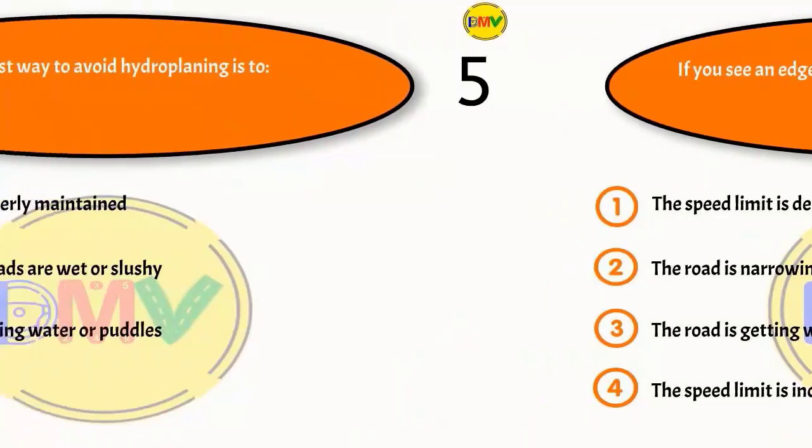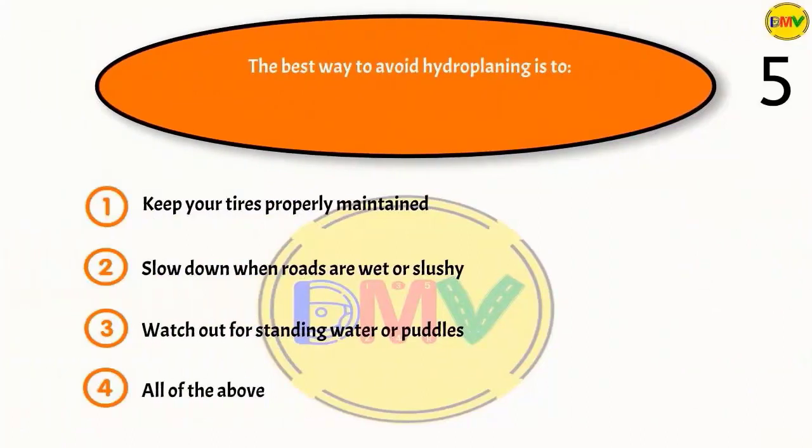The question 5. The best way to avoid hydroplaning is to: 1. Keep your tires properly maintained. 2. Slow down when roads are wet or slushy. 3. Watch out for standing water or puddles. 4. All of the above.